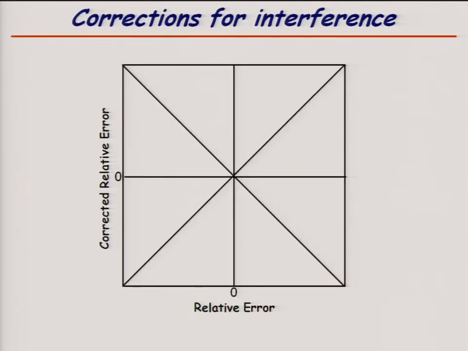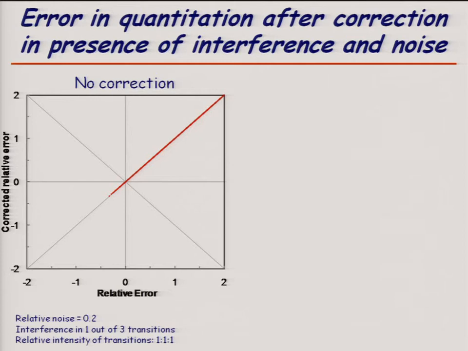So now we're going to look at data with interference. I'm going to show this on a different kind of plot, where on the x-axis we have the relative error before correction, and on the y-axis the corrected relative error. So on this plot, if we don't apply any correction, we're going to get the diagonal. That means the relative error before will be the same as after. And if we do perfect correction, independent of what the relative error is, we're always going to get a 0 error afterwards.